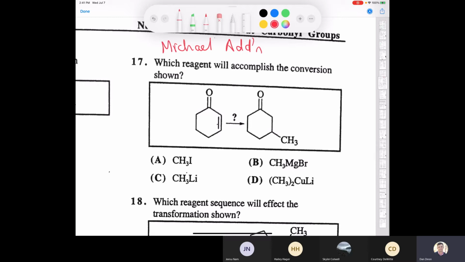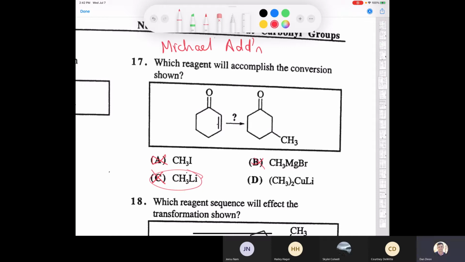So if you think, A is not going to do anything, right? If you were to mix this compound and iodomethane, nothing is going to happen, right? If you react it with a Grignard, it's going to give you 1,2 addition, right? If you use B, you'd end up with this, which would give you 1,2 addition. That's not what you want. So that's not going to work. So we can cross this one and this one. Same thing with methyllithium. It's just going to do a nucleophilic attack at the carbonyl carbon.